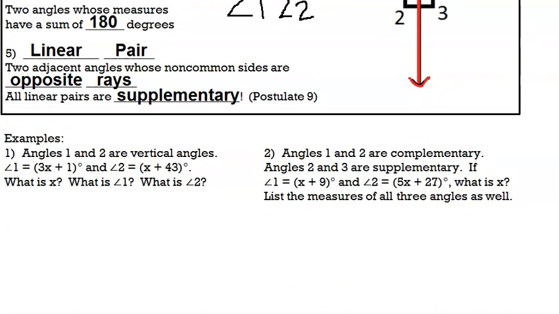Angles 1 and 2 are vertical angles. So what is x? What is angle 1? What is angle 2? Now we just got done talking about it. Vertical angles are always congruent to each other. So if we know they're going to be the same, then we could put them equal to each other. So that's what we're going to do. We're going to just turn this into a regular equation. 3x plus 1 equals x plus 43.